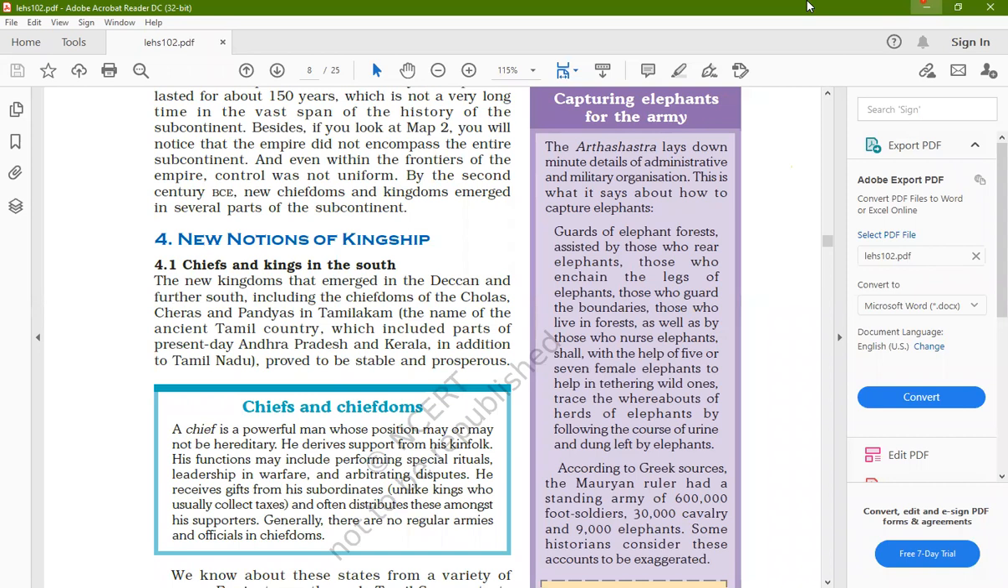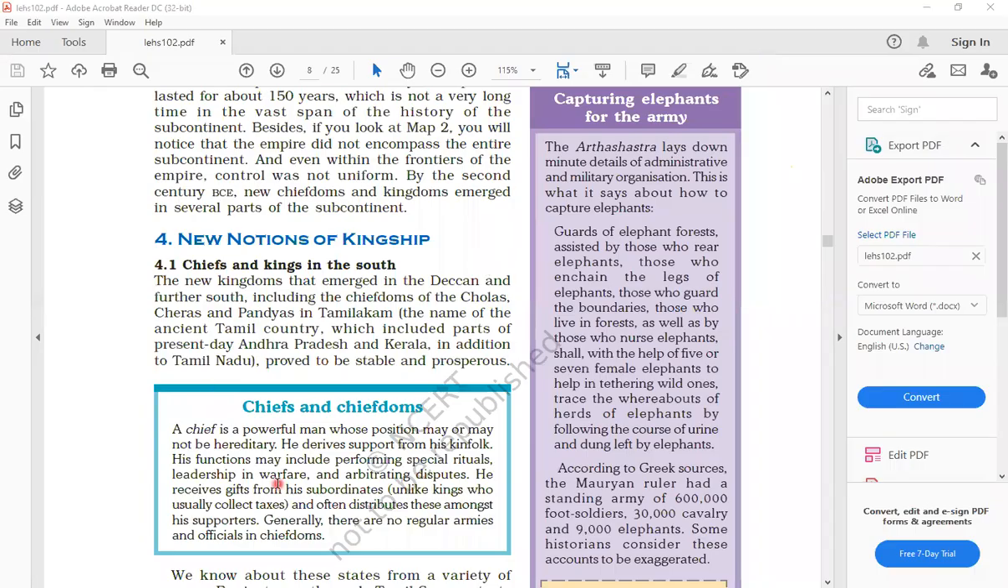Here you can see in this, here were Cheras at the side of Kerala in today's world, and here is Pandyas at the side of Tamil Nadu, and the upper part is Cholas at the side of, you can say, Andhra Pradesh. Okay, let's continue to our chapter.